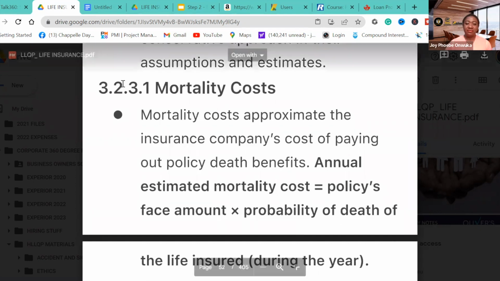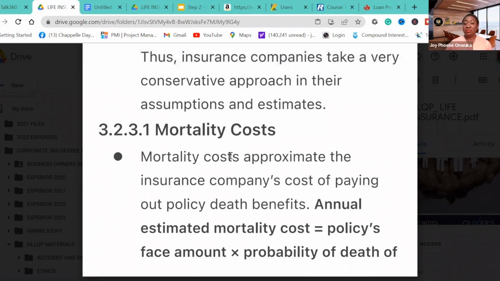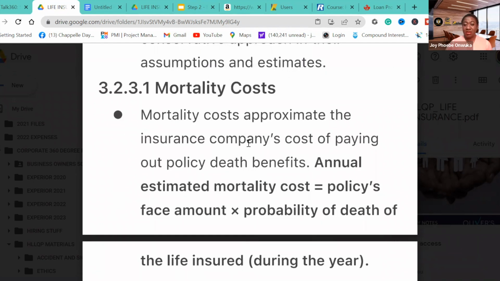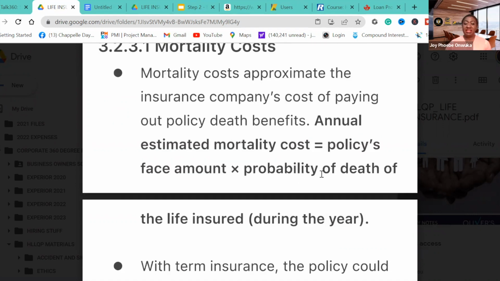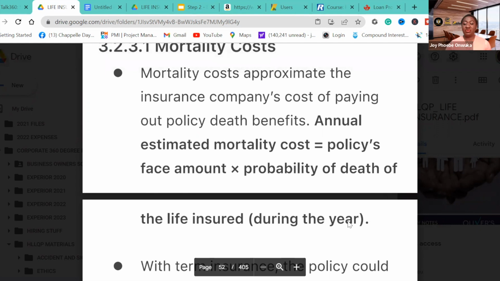Awesome. Now, how premiums are set is, number one, based on mortality cost. Mortality costs approximate the insurance company's cost of paying out policy death benefits. That is, annual estimated mortality cost is equal to the policy's face amount times the probability of death of the life insured during the year. You get that?